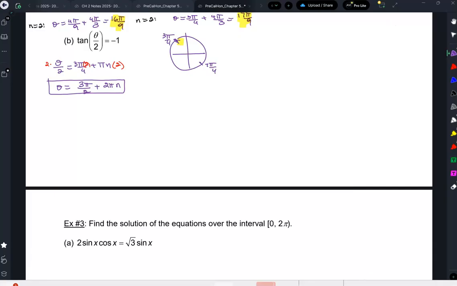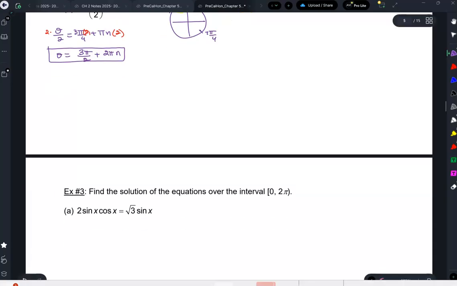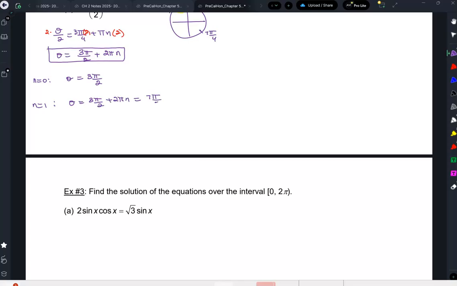Okay. All right. So now, here we go. Let's find 6 of them. So when n equals 0, theta equals 3 pi over 2. N equals 1, theta equals 3 pi over 2 plus 2 pi. How much? 7 pi over 2.